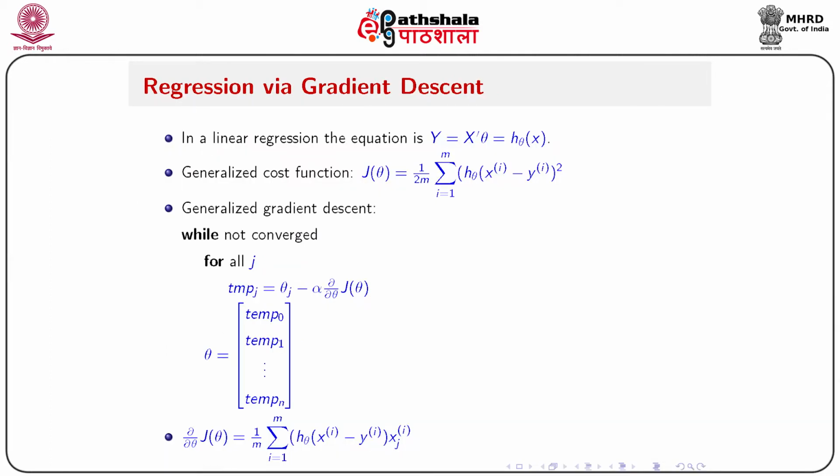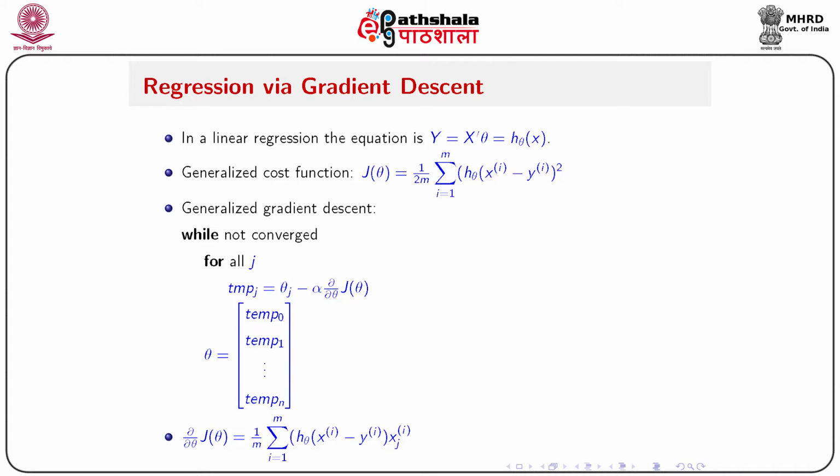Now the regression via gradient descent. In a linear regression equation, in vector format, you write the vector matrix y equals to x prime theta, that is the h theta x, and the generalized cost function would be j theta. In terms of cost function, that is 1 by 2m sum over i equals to 1 to n of h theta xi minus yi whole square.